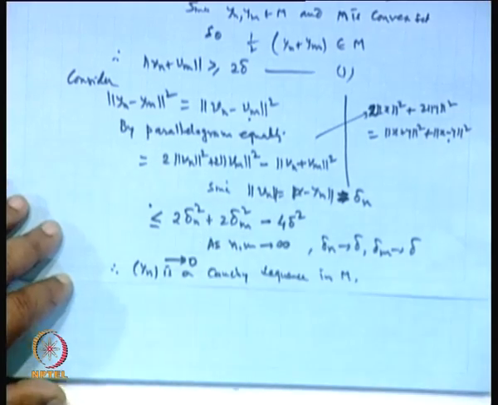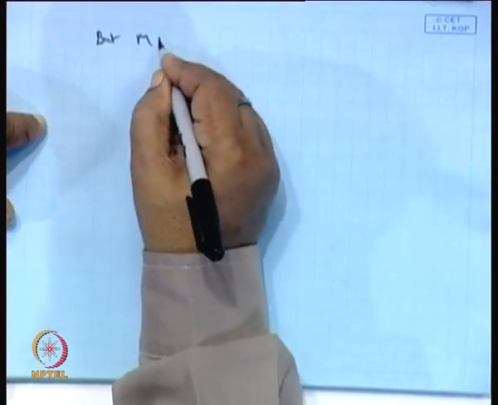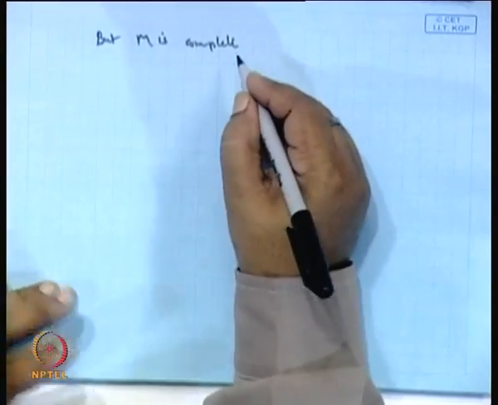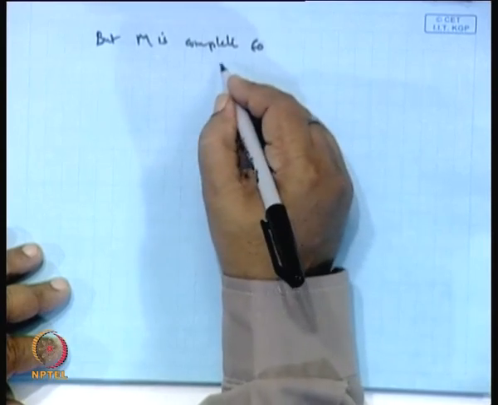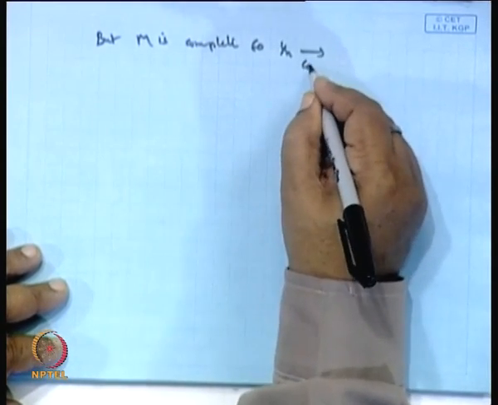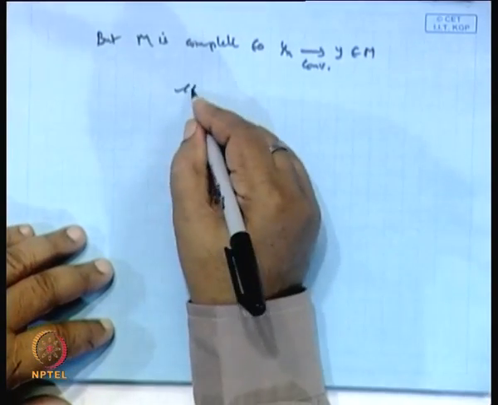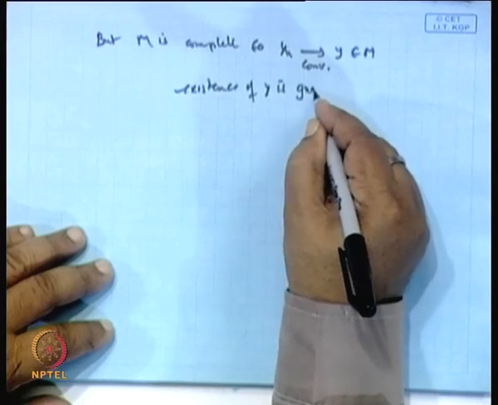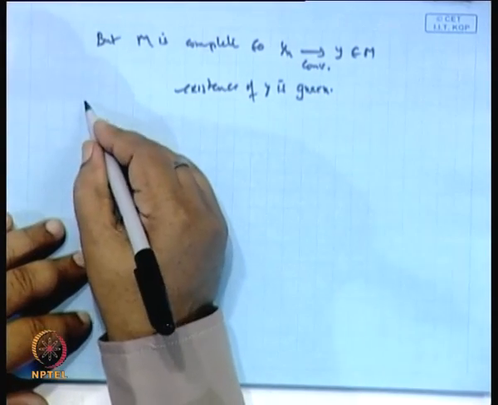in M, but M is complete. What? M is complete. So, every Cauchy sequence is convergent. So, this sequence y n is convergent. So, y n converges to an element y belonging to M. Therefore, the existence of y is guaranteed. Okay. Now, the uniqueness of y.